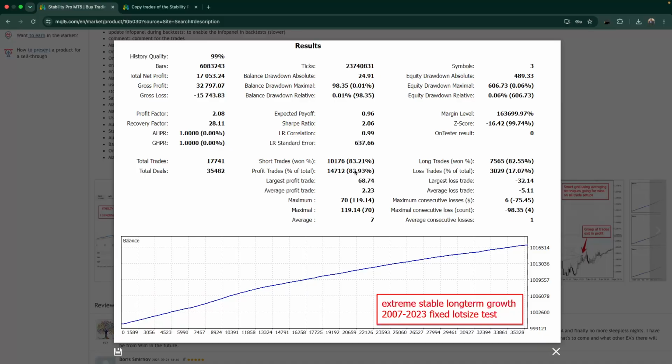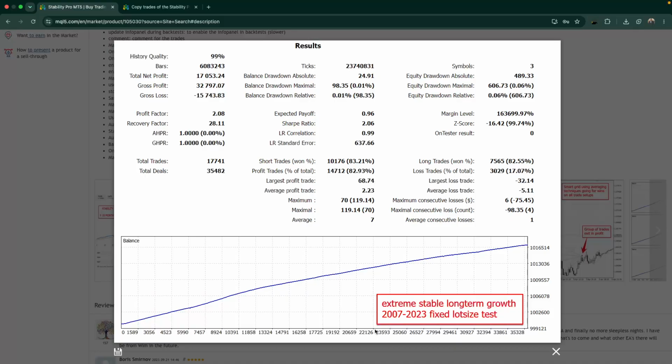We have a win rate of 82.93% from 17,741 trades, and this backtest was from 2007 to 2023. All of this looked very impressive. I have to give it to the developer, their backtest results show impressive numbers. Now the EA, according to the developer, focuses on reliability and survival rather than aggressive profits.